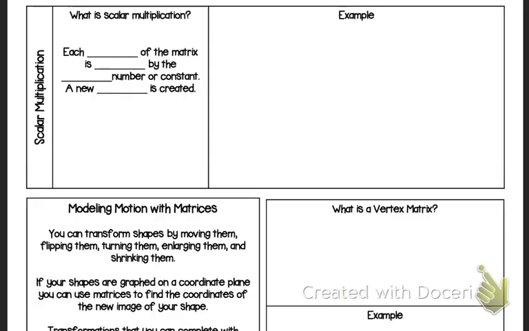Okay, and then the last thing I'm going to talk about in this video is scalar multiplication. So scalar multiplication is another form of matrix multiplication, but you're just multiplying a number to a matrix. You're not multiplying 2 matrices together. So each element of the matrix is multiplied by the same number or constant. And then a new matrix is created.